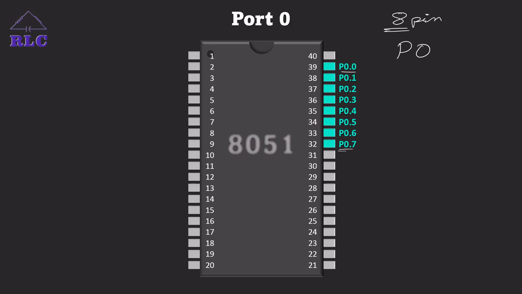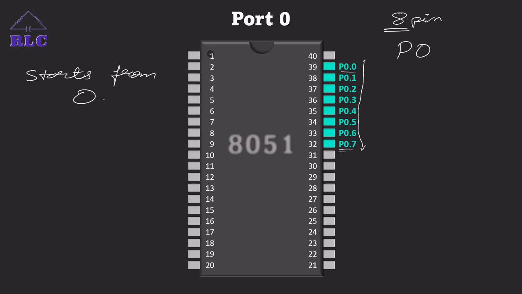Always remember that port numbers or bit numbers in a microcontroller start from 0. Now, P0.0 to P0.7, there are 8 pins. And the pin numbering increases from top to bottom, that means 0 to 7.